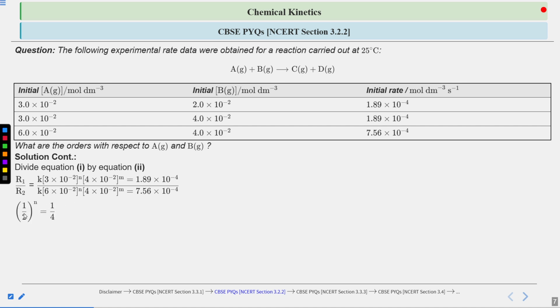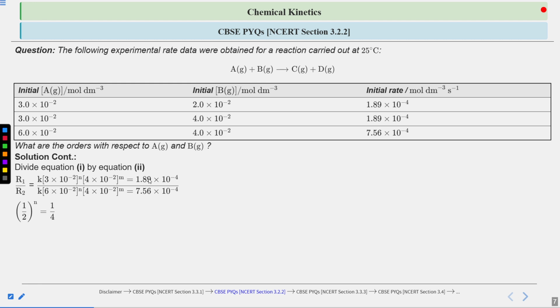So the remaining value will become 1 by 2, because the concentration of A in the second equation is twice the concentration of A in the first equation. That means you can write 1 here and 2 there, because in the second equation we have taken twice that of the first equation. So 1 by 2 to the power N equals 1 by 4, which we get from solving the fraction 1.89 divided by 7.56. Remaining things are cancelled out. The 1 by 4 is coming from 1.89 divided by 7.56.